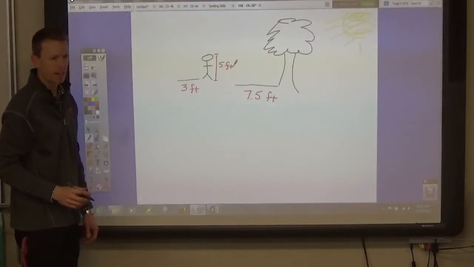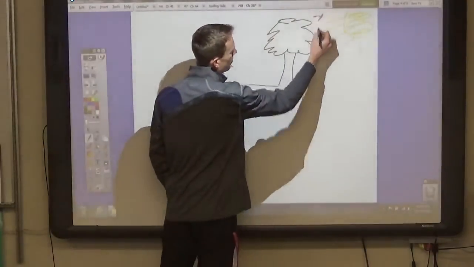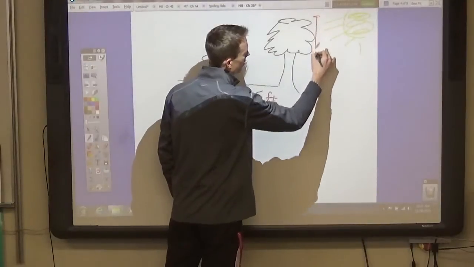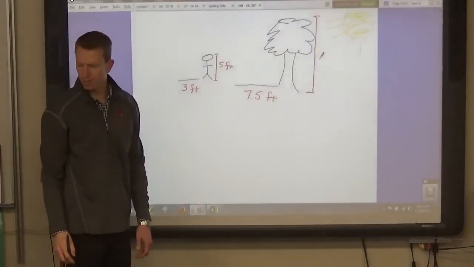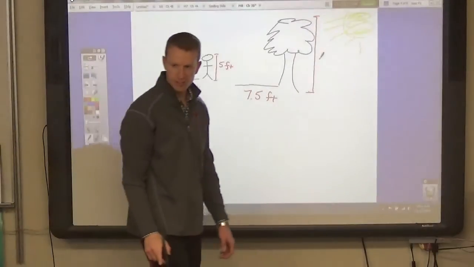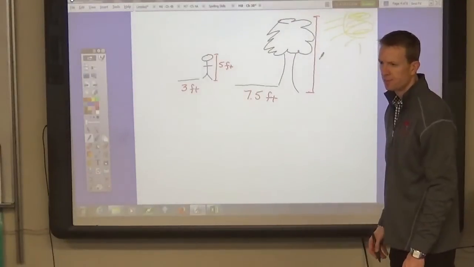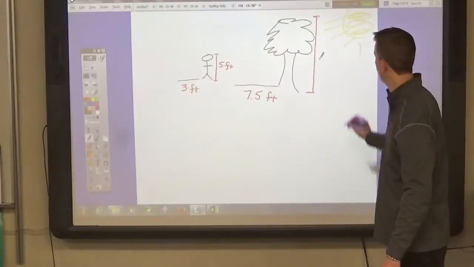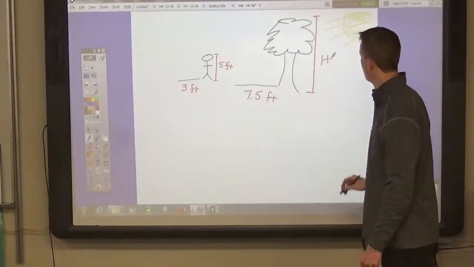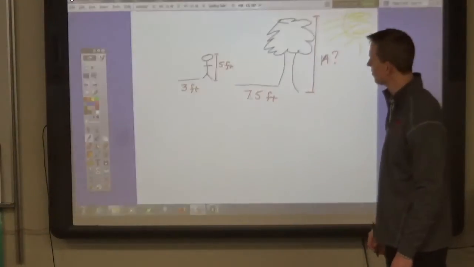And what are we trying to find? What would make sense? The height of the tree, correct. So we should assign a variable to that, right? Assign a variable to it. H for height. What is the height of the tree in feet, correct?